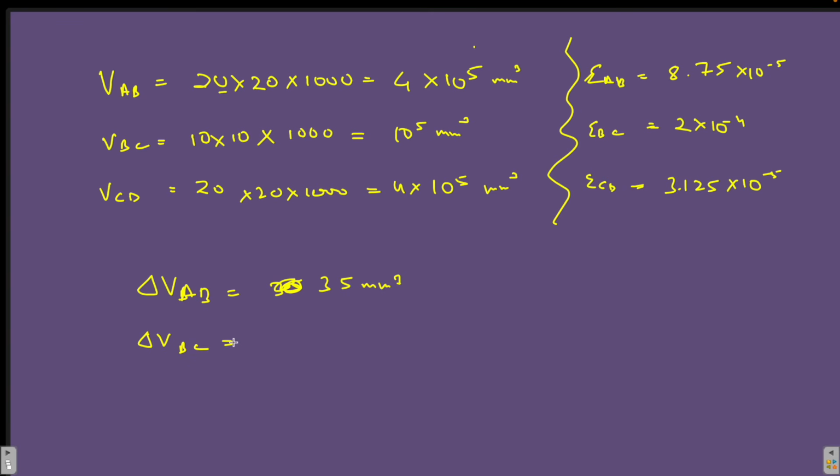Now change in the volume of BC is how much? 10 to the power 5 into 10 to the power minus 4, these will cancel each other out and we get only 10, and then 10 into 2 is 20 millimeter cube. And then change in the volume of CD will be how much? 10 to the power 5 and 10 to the power minus 5 will be gone, and it is 3.125 into 4, and that will give you 12.5 millimeter cube. So that is going to be the correct answers.